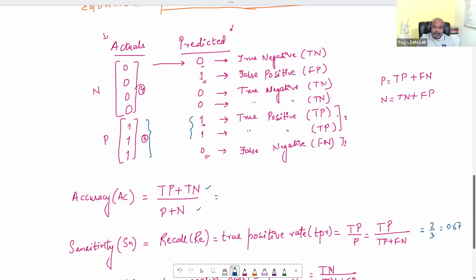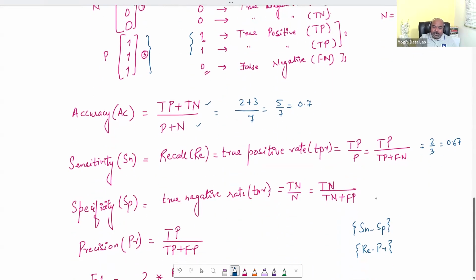If I talk about accuracy, if you look at this, how many true positives and true negatives do we have? We have 2 true positives plus 1, 2, 3 true negatives, divided by the total number of rows, which is 7. So this is 5 by 7, which is somewhere around 0.7.